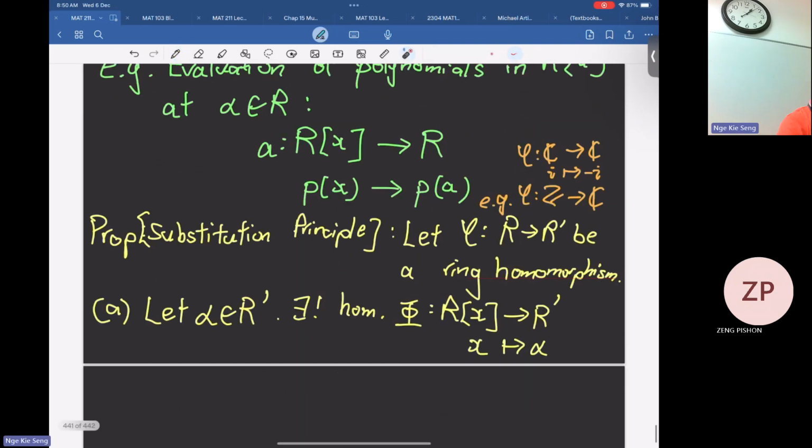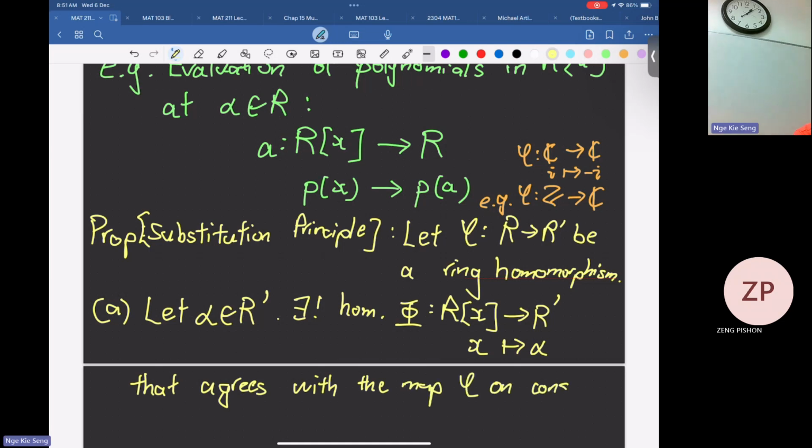But I don't tell you what happened to a general polynomial. I just tell you what happened to x, and that Φ agrees with the map φ on the constant polynomials. Why is this possible? If I just tell you what happened to x, how do I determine what happened to x squared?